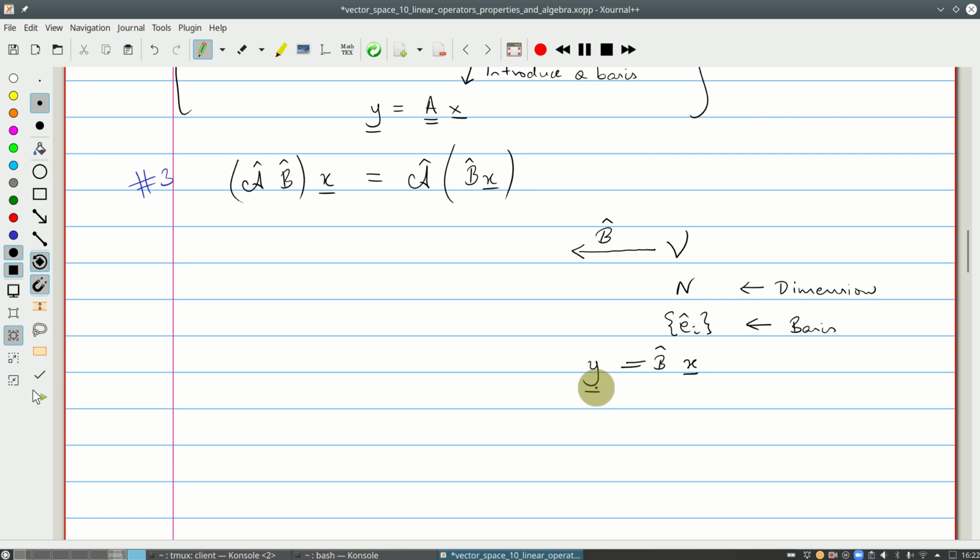Okay, now remember I said that we want to keep the space the same, so B hat simply takes a vector from here and does something like the rotation operator, for example, and you get back a vector in the same space. So y belongs to the same space, which means the dimension here is still n, the basis is still e_i hat, and that's the same space. I should have drawn a long equals, so that's equal to y.